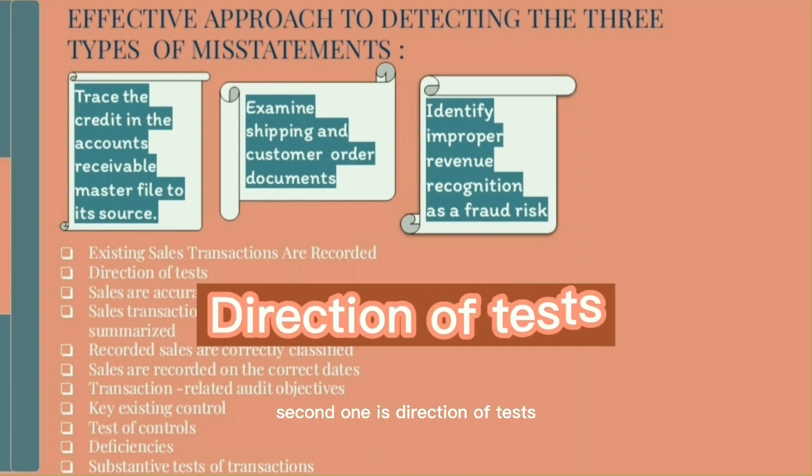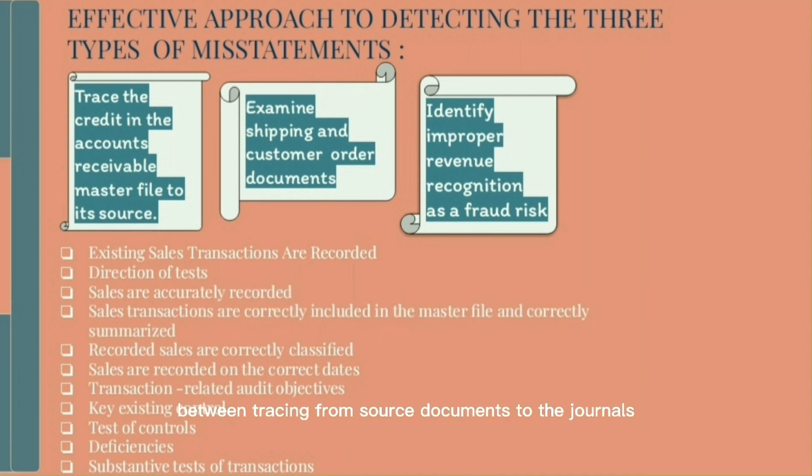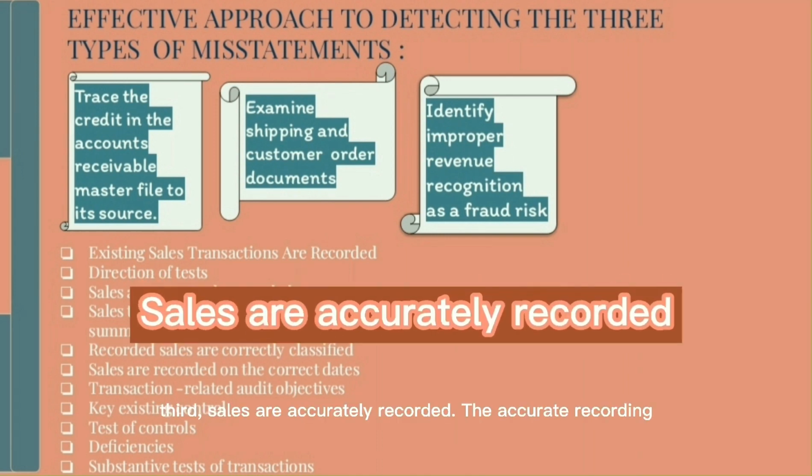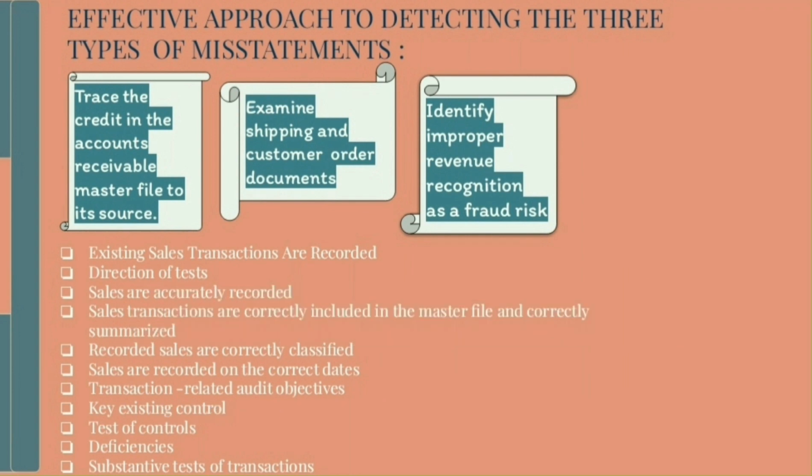The second one is direction of testing. Auditors need to understand the difference between tracing from source documents to the journals and vouching from the journals back to source documents. Third, sales are accurately recorded. The accurate recording of sales transactions concerns first, shipping the amount of goods ordered, accurately billing for the amount of goods shipped, and accurately recording the amount billed in the accounting records.